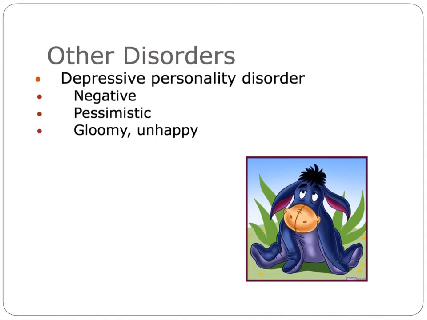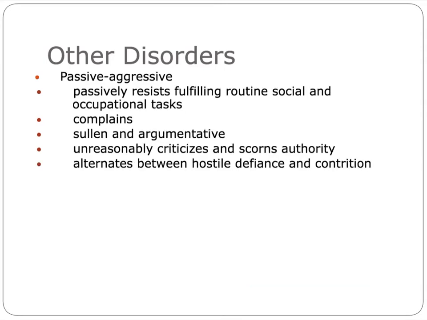Those types of individuals. Another interesting disorder, I have some of my favorites, is the passive aggressive. They passively resist fulfilling routine social and occupational tasks, as it says here. So they may procrastinate, be forgetful, show intentional inefficiency. They act like they're doing something, but they kind of set somebody else up. They complain of being misunderstood and unappreciated by others. They complain that no one understands them. They're unappreciated. They're very sullen, argumentative.